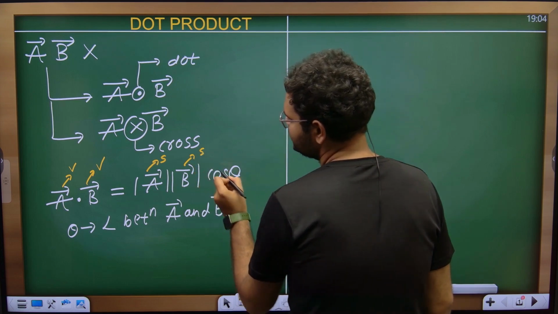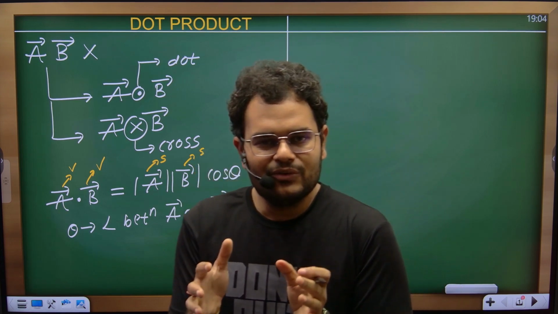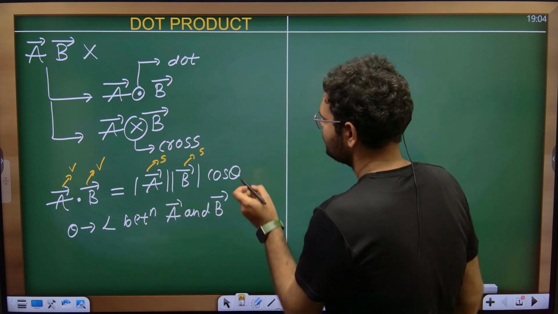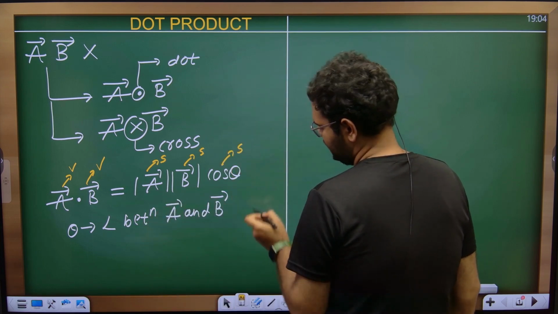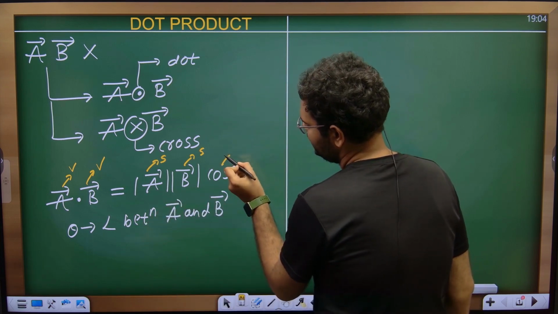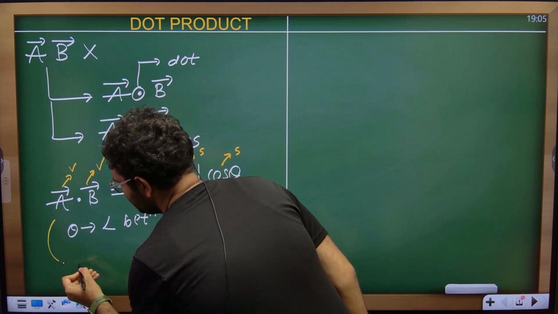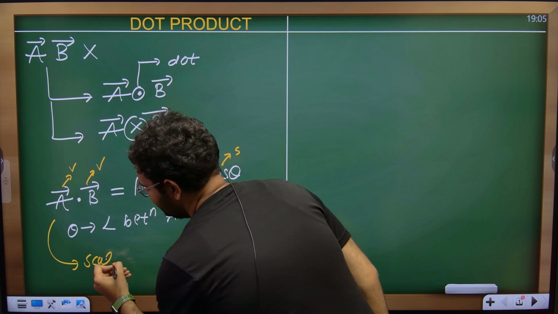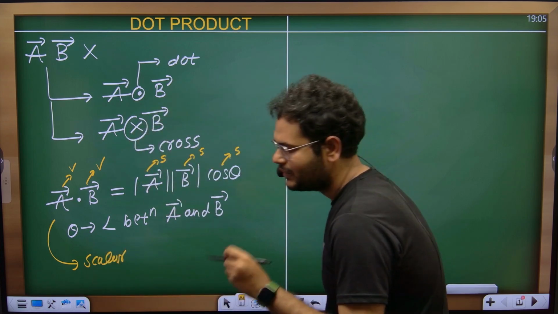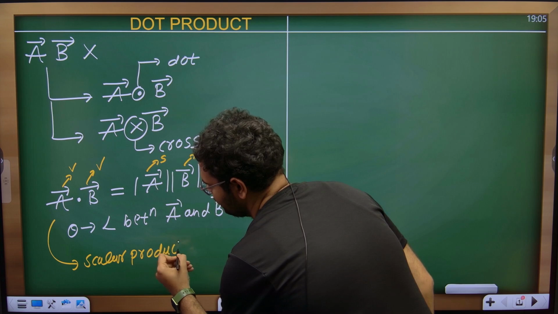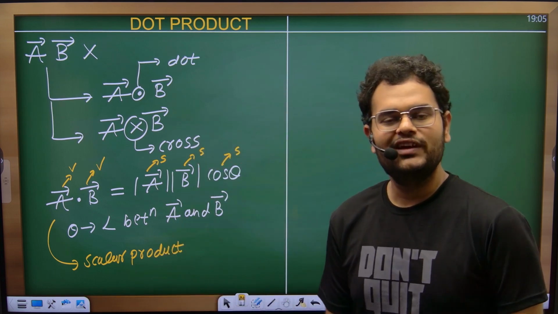Cos theta. Now cos theta is a certain value. It may be like cos 30, cos 60, cos 90. So this is also scalar. That means one thing is very clear. What is that one thing, sir? That dot product is a scalar quantity. That's why it is also called scalar product. Are you getting it? Very basic thing.